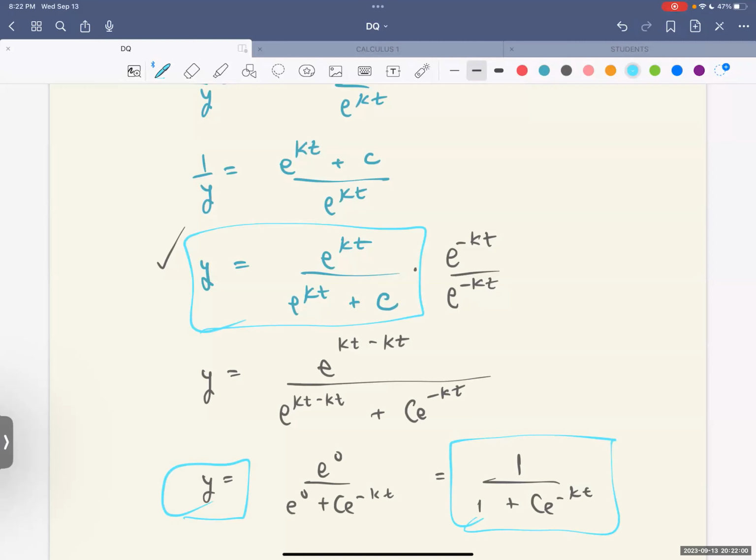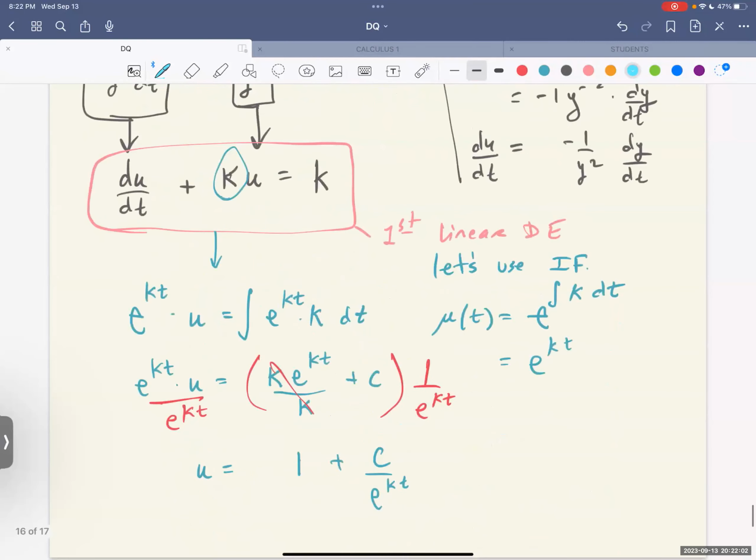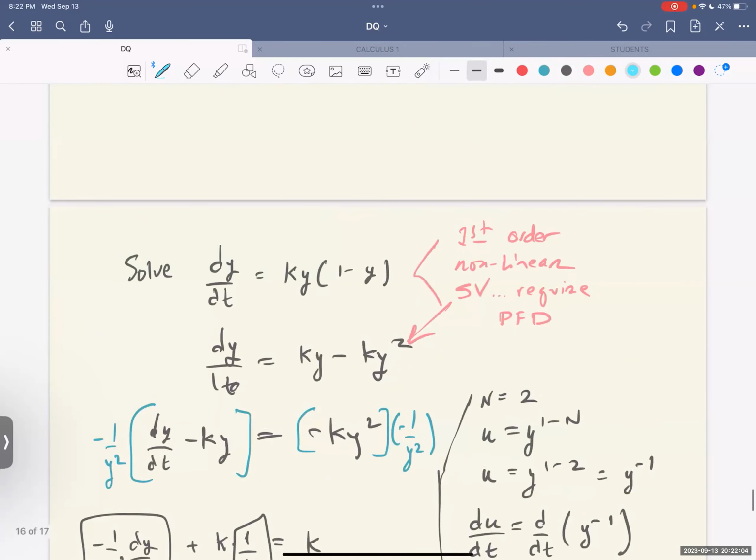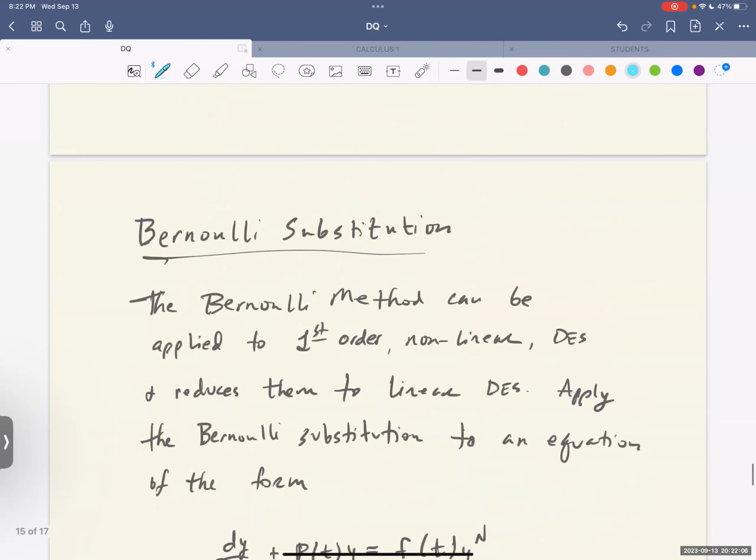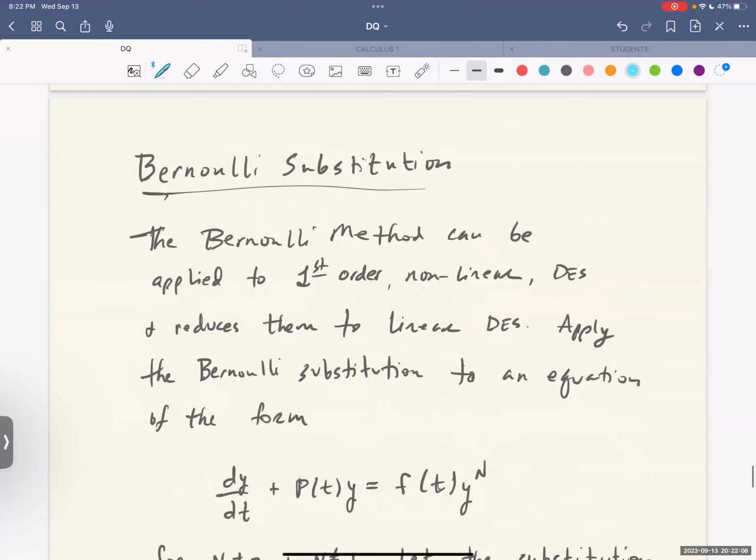That is the Bernoulli method, and we will go over that again some more on Friday, but maybe that helps you with your homework. And again, I'll post this on OneDrive.